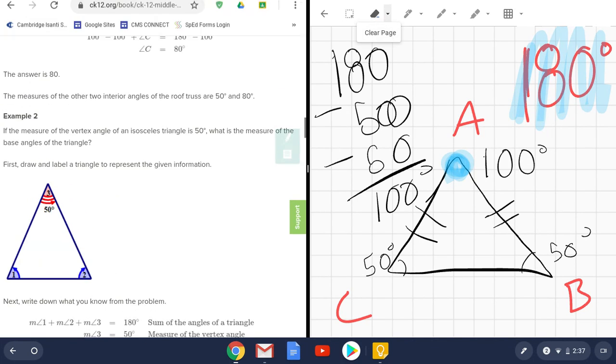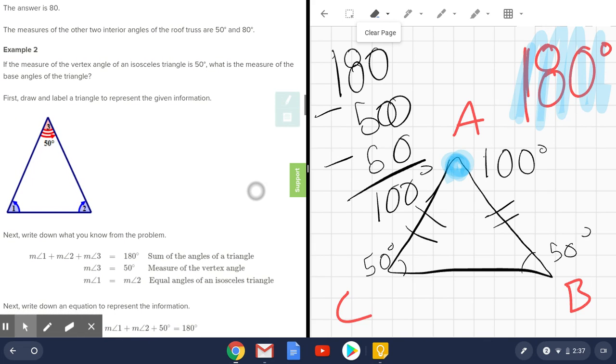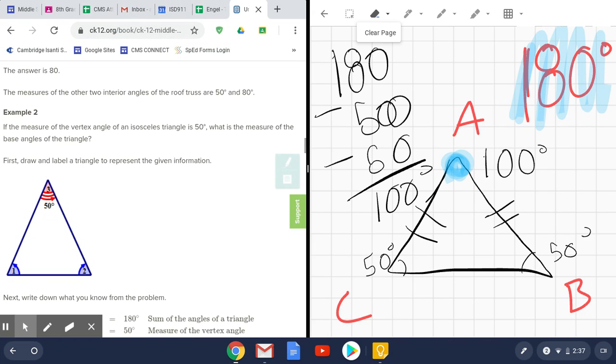Rock stars. Or sorry, A is equal to 80 degrees. I don't know why I was thinking 100. 50 plus 50 is 100. So you guys, even teachers can make mistakes, right? 130 minus 50 is 80. So A is equal to 80 degrees.